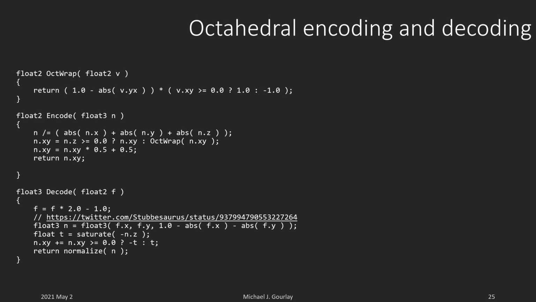These simple formulae convert back and forth between a pair of values in 0 to 1 and a unit vector in 3D. I won't dwell on this code. You can return to this slide later and pause the video, or just look it up online.